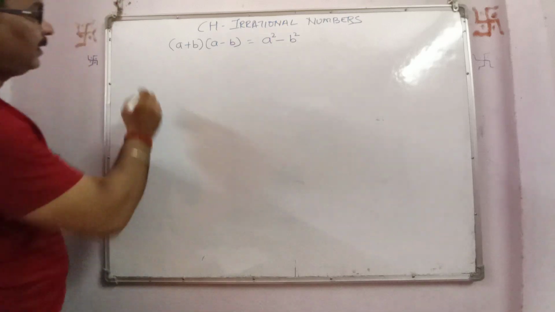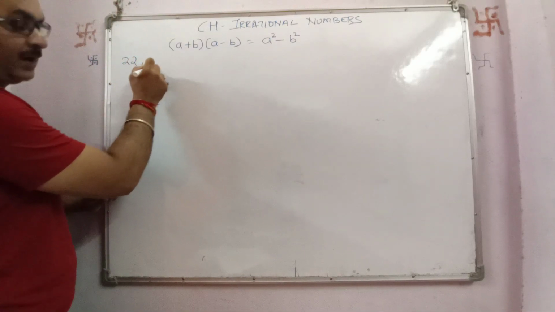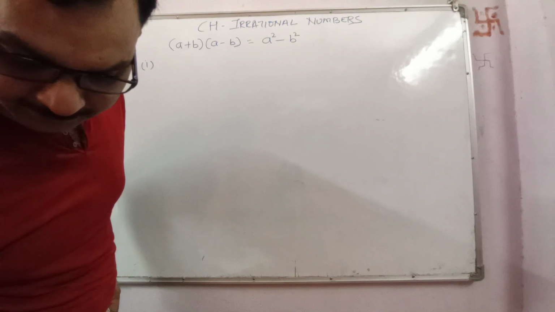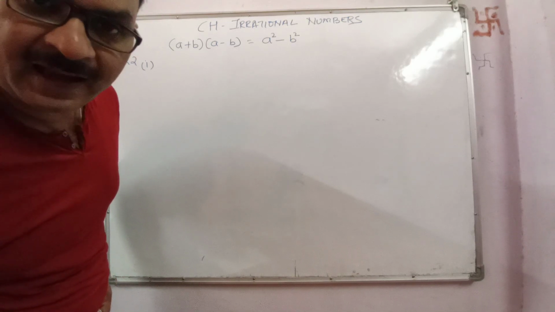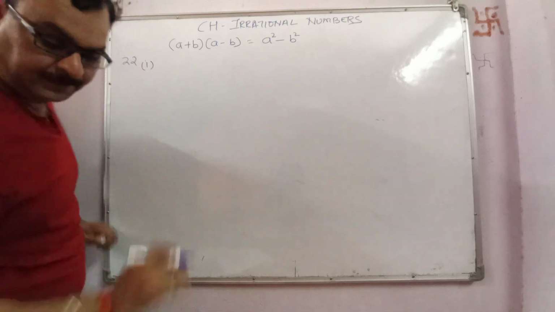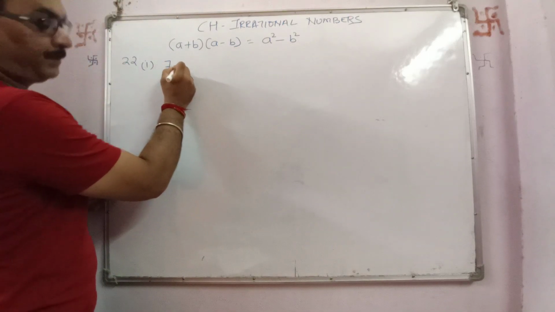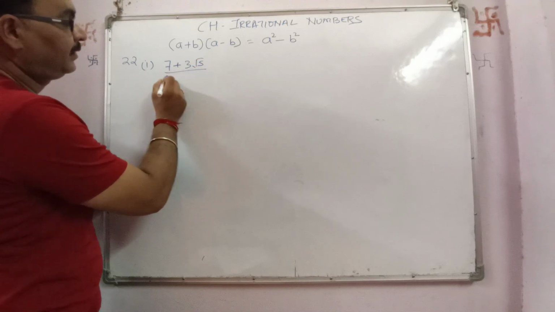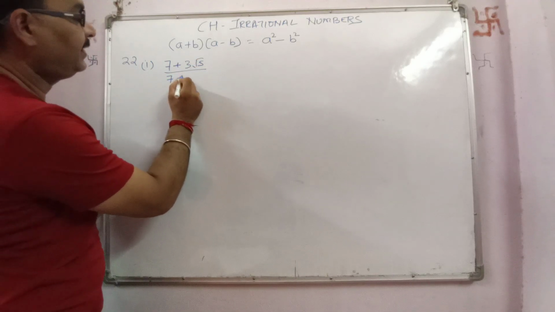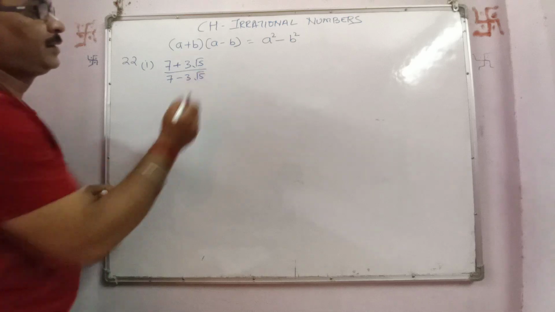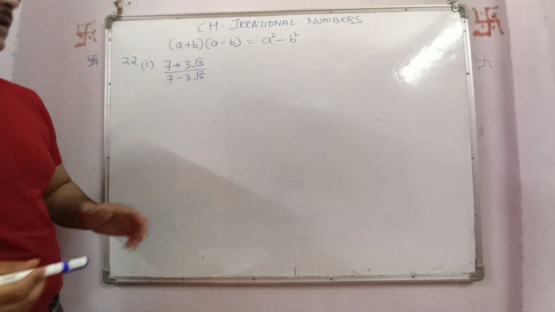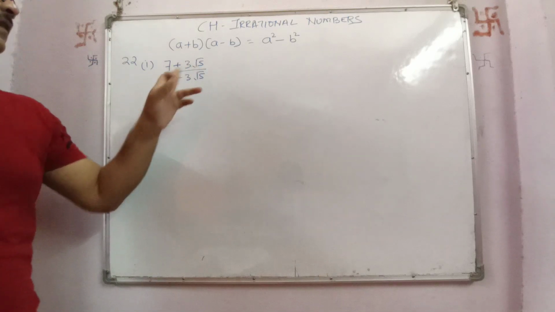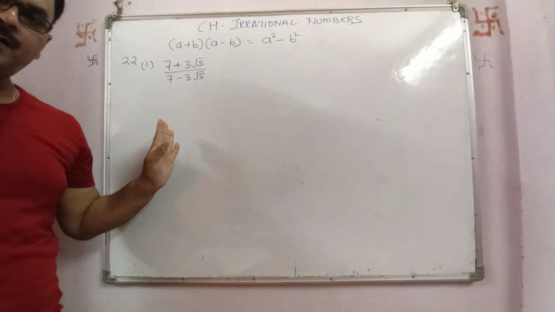So let me solve question number 22, first part, and it states that simplify each of the following by rationalizing the denominator. So (7 + 3√5)/(7 − 3√5). Now obviously it is an irrational number. From our previous class we know that. I've taught you people that these kind of numbers are irrational numbers.